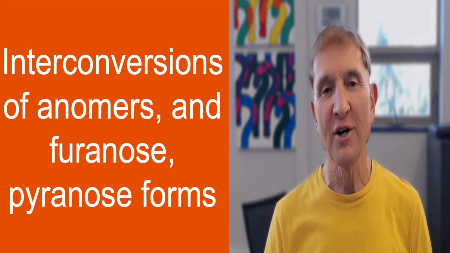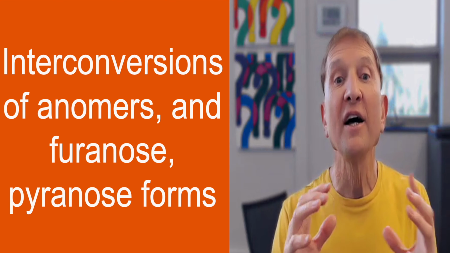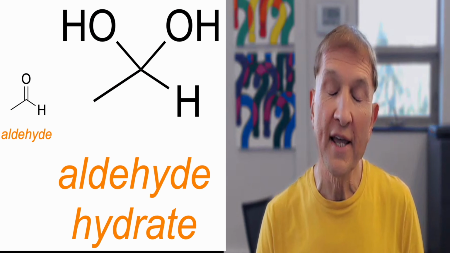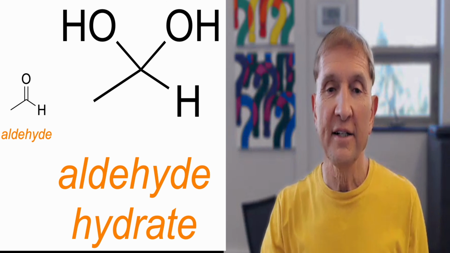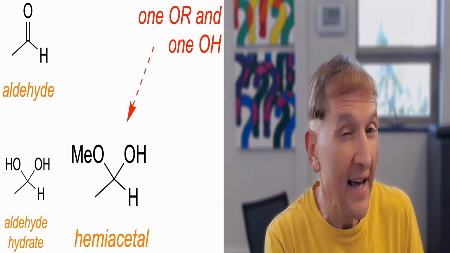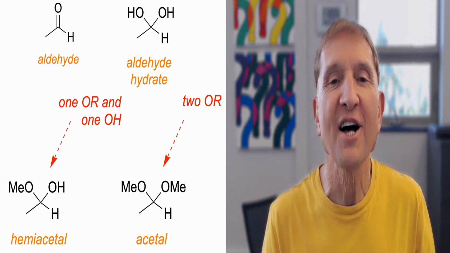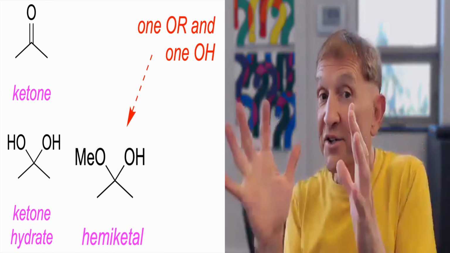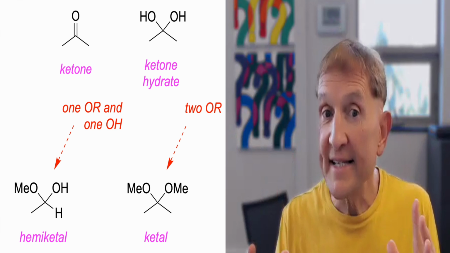It's important because different structures of carbohydrates are often in equilibrium. So just to go over the series again: aldehyde, hydrate of an aldehyde, hemiacetal, and acetal. We learned all that in the last video. Similarly, ketone, ketone hydrate, hemiketal, and ketal.